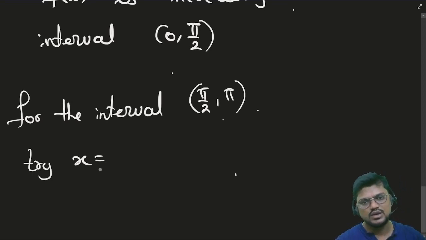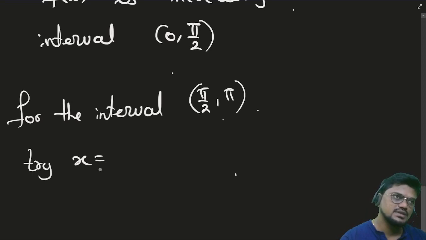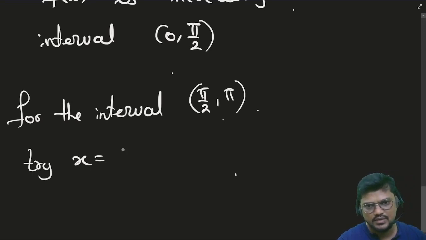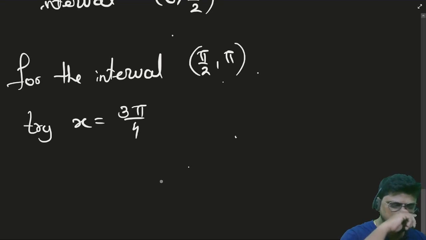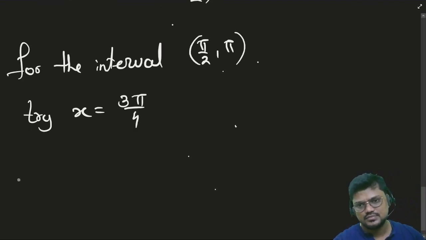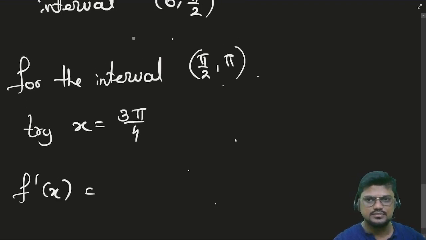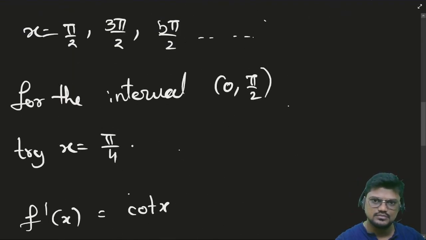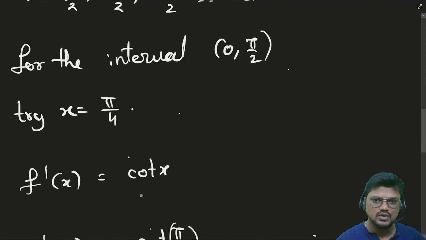Pi by 2 to pi means between 90 and 180 degrees. You can take any one, so you can take 135, that is 3 pi by 4. Try x equals 3 pi by 4. 3 pi by 4 lies between pi by 2 and pi. So your f dash of x equals what? Cot x.